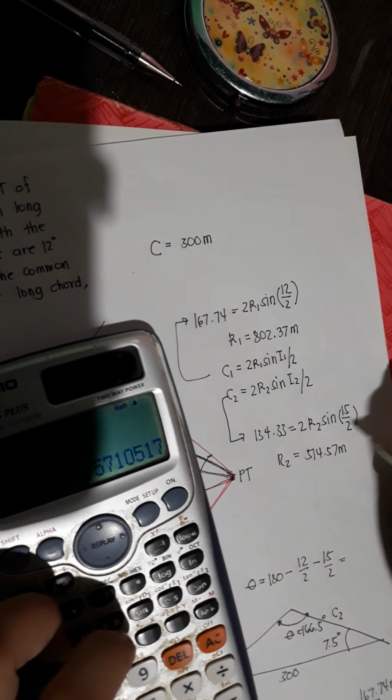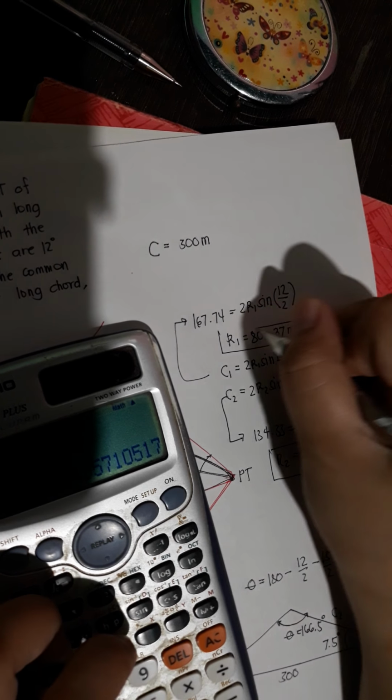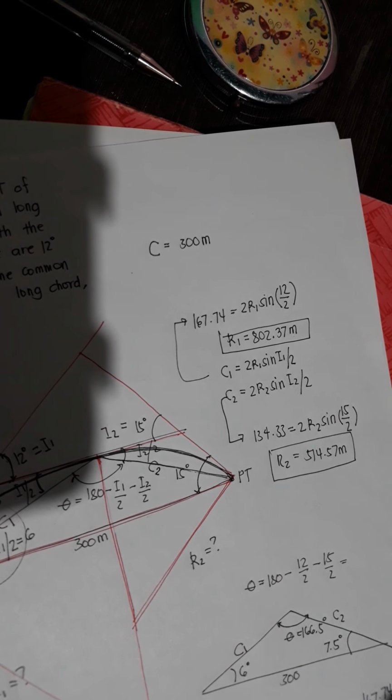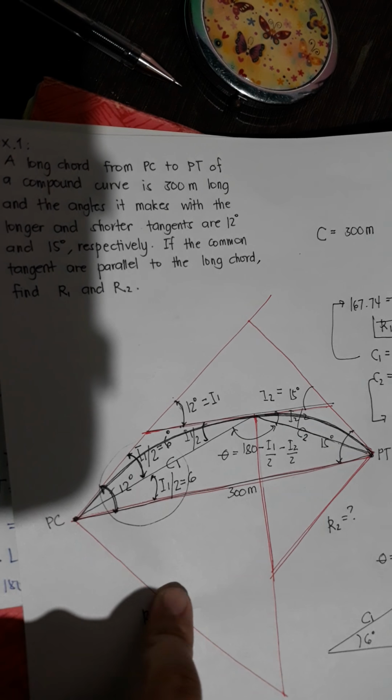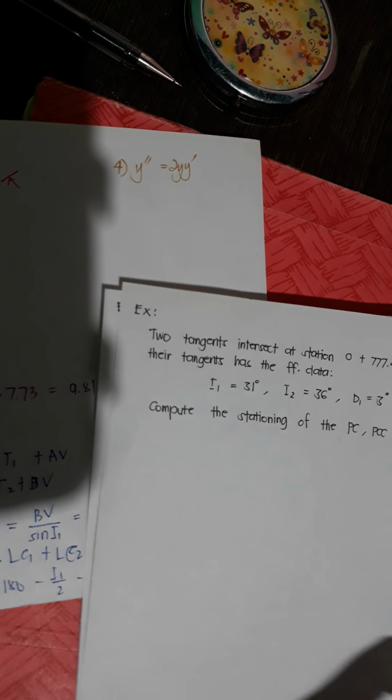514.57. So these are now the radius of the two simple curves in this given compound curve. Okay, we will now proceed to the next question. Okay, we have this one.